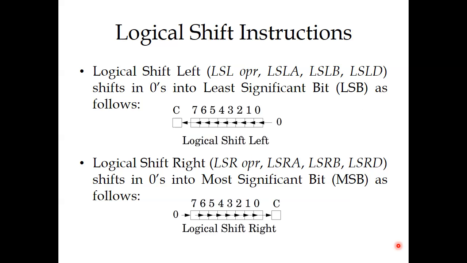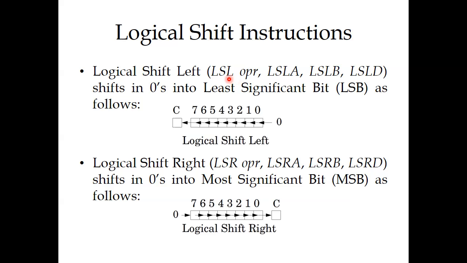Now there are two different kinds of logical shift. We have several of those in our instruction set. The first one is called logical shift left, and the second one is logical shift right. So we have several instructions in our instruction set which are logical shift left.